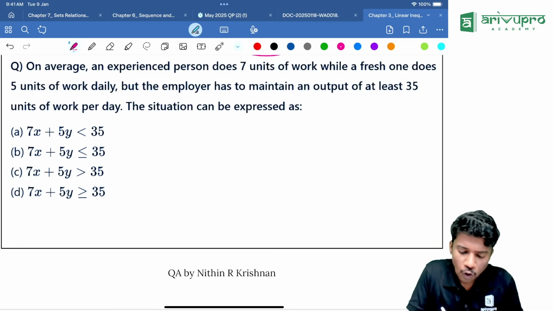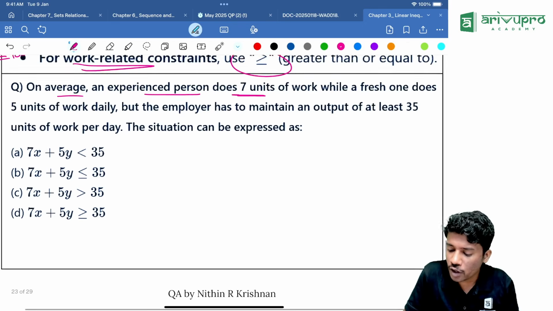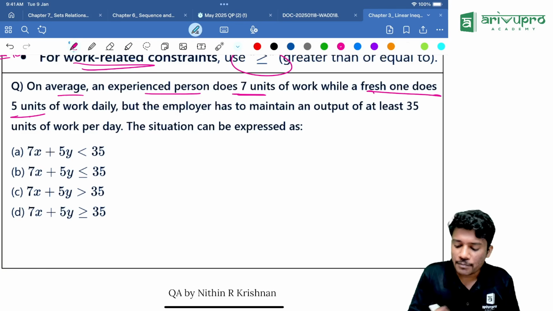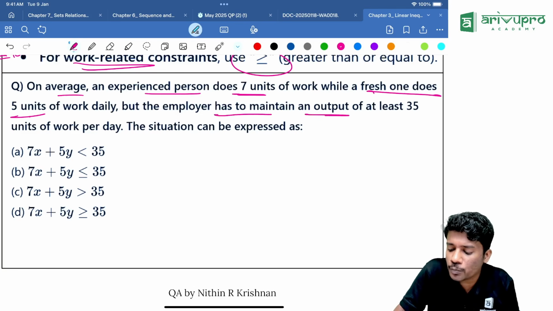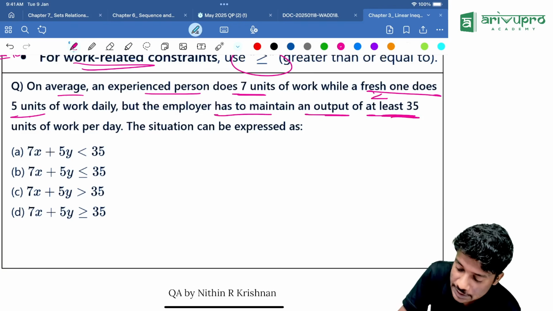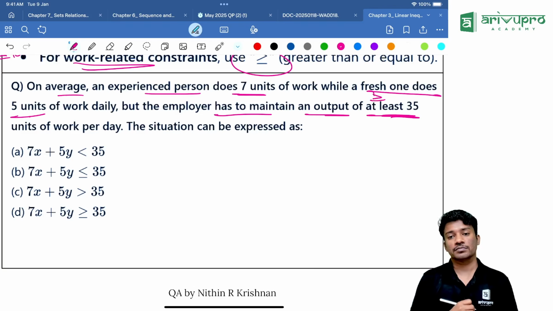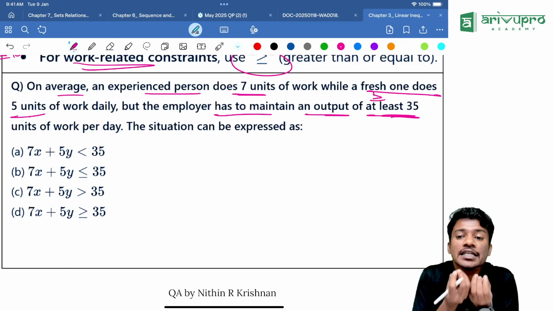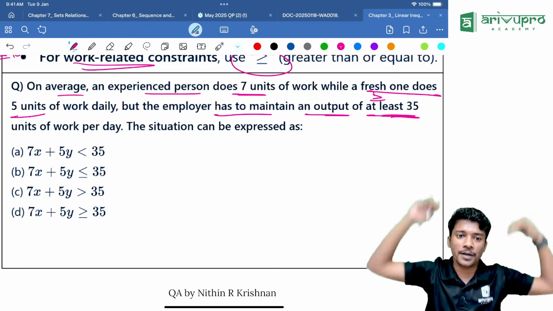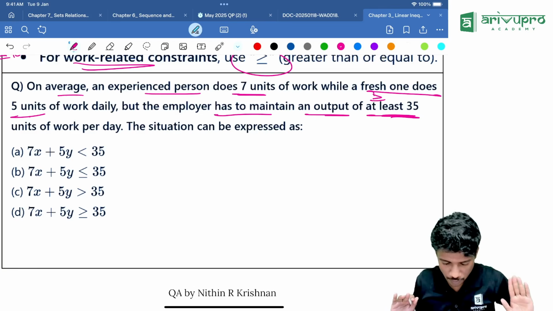Now look here. On average, an experienced person does how much work? 7 units of work, while a fresh one does 5 units of work daily. But the employer has to maintain an output of at least. At least means less than or equal to or greater than or equal to? Greater than or equal to, at least 40 marks. We should get at least, greater than or equal to, 40 marks to pass the exam. Got the point? At least means greater than or equal to.